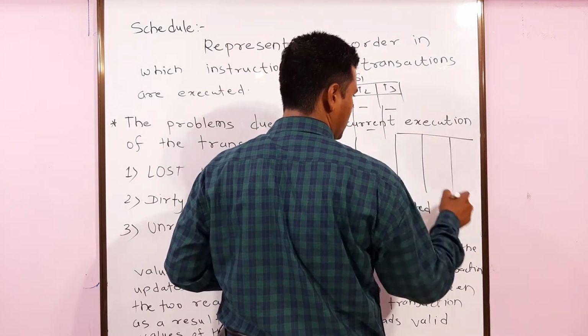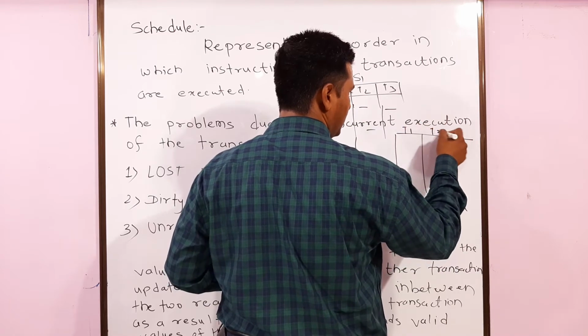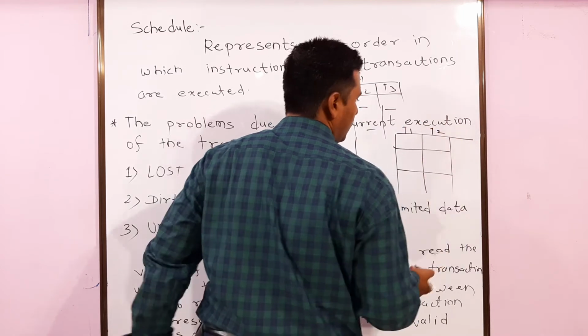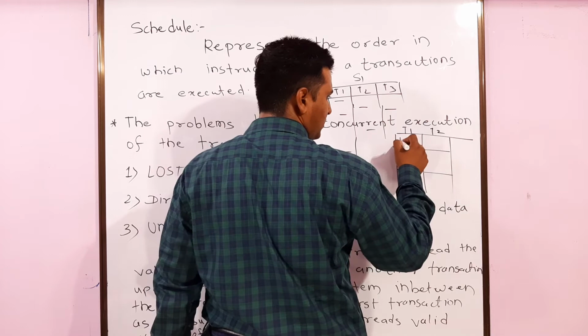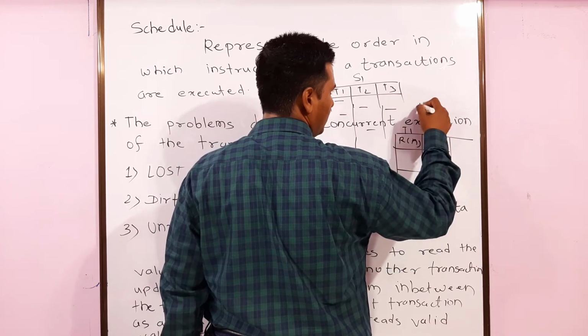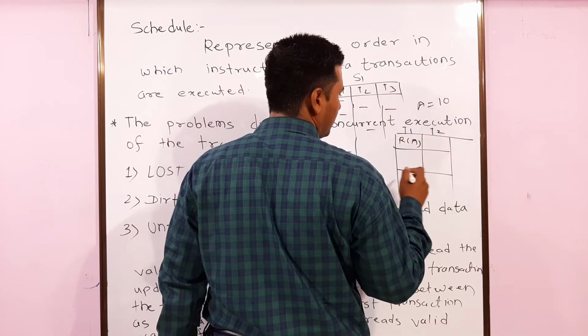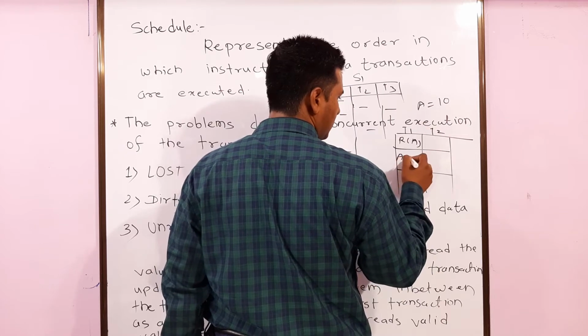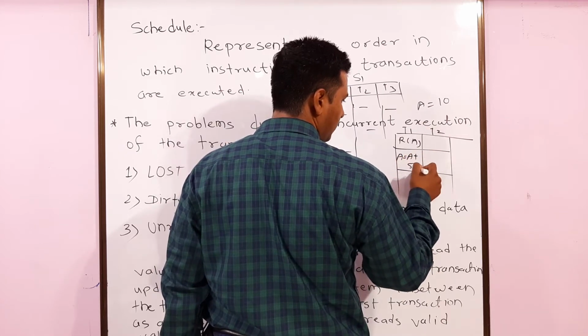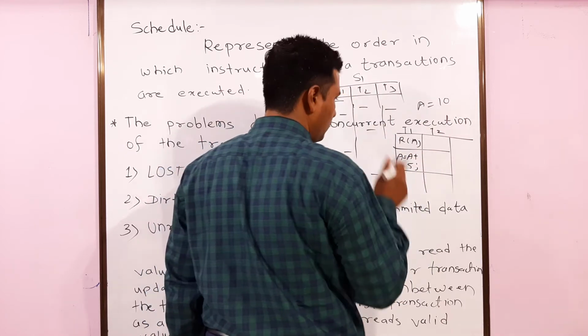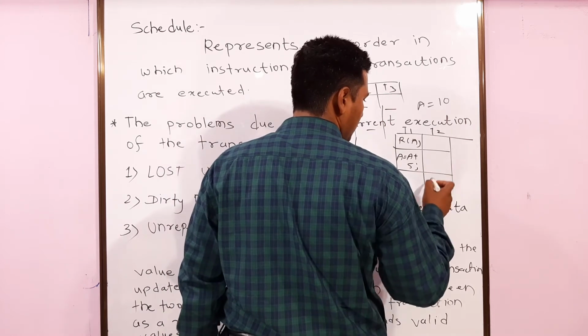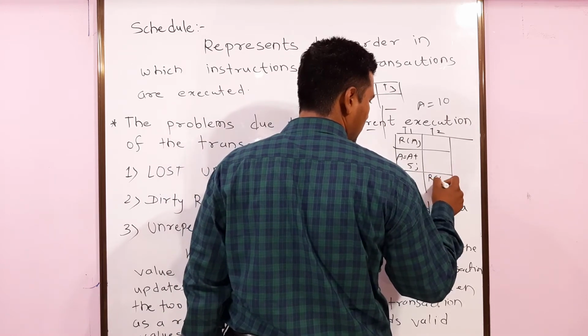Understand, we have two transactions T1 and T2, and they are executing in a different order. Let's say they are concurrent. First is read A, and the value of A we have, let's say, is 10. Then this performs the operation A is equal to A plus 5, and meanwhile the other transaction is again reading the same A.